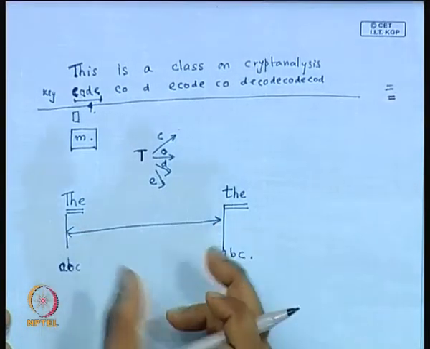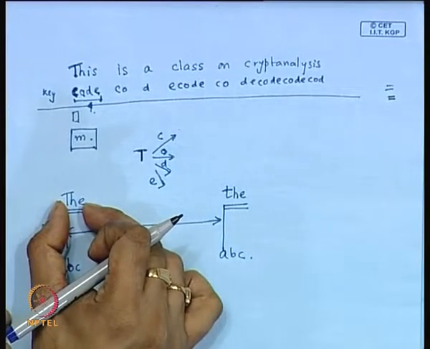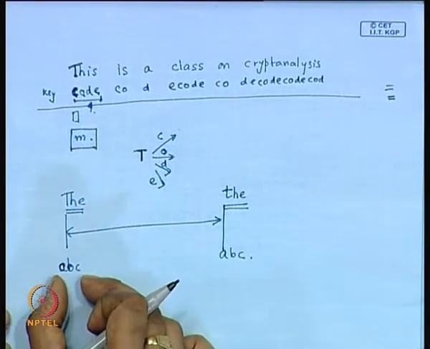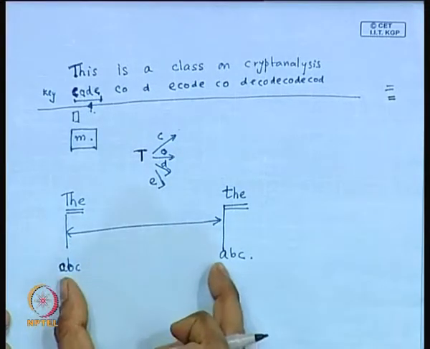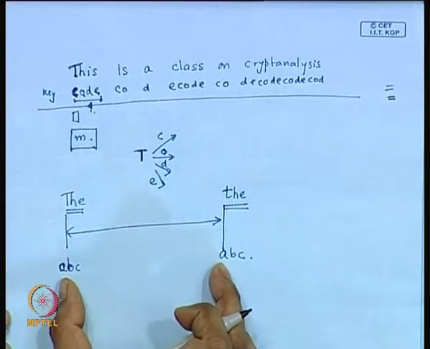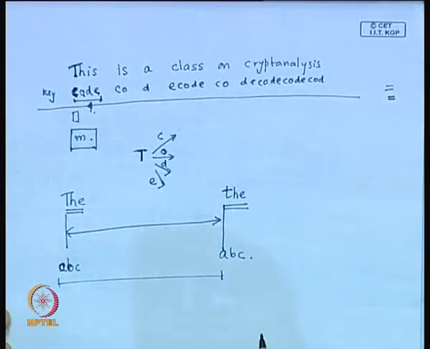Okay, so therefore if there is an identical plain text segment and it also encrypts to the same ciphertext, then we can say that if we measure the separation of these two texts, this distance is a multiple of the size of the key.